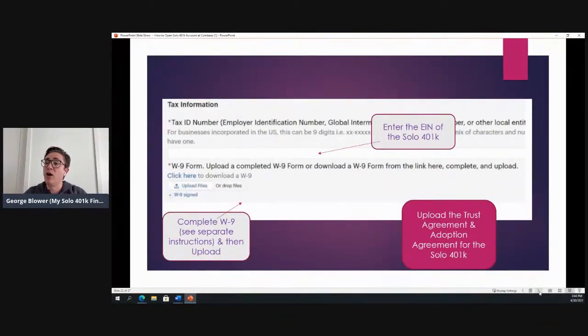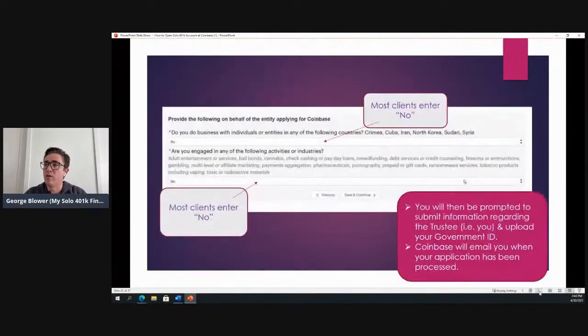You would then be prompted to upload a W-9. So in a subsequent slide, we have more information about how to complete a W-9. You will also be prompted to upload the trust agreement and adoption agreement for the solo 401k.